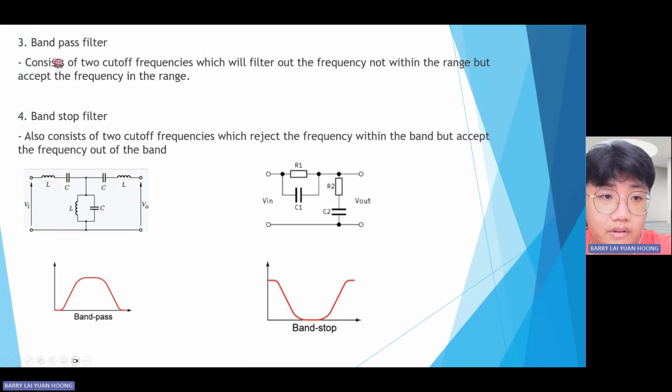The third filter is the band-pass filter, which consists of two cutoff frequencies. It filters out the frequencies not within the range, but accepts the frequencies in the range. This is the circuit and graph of the band-pass filter.